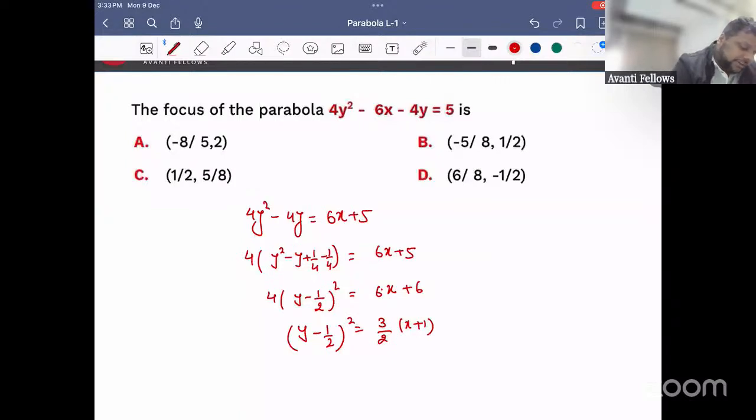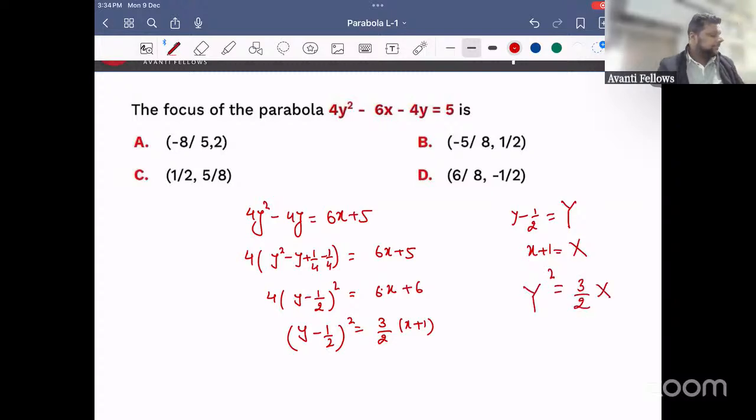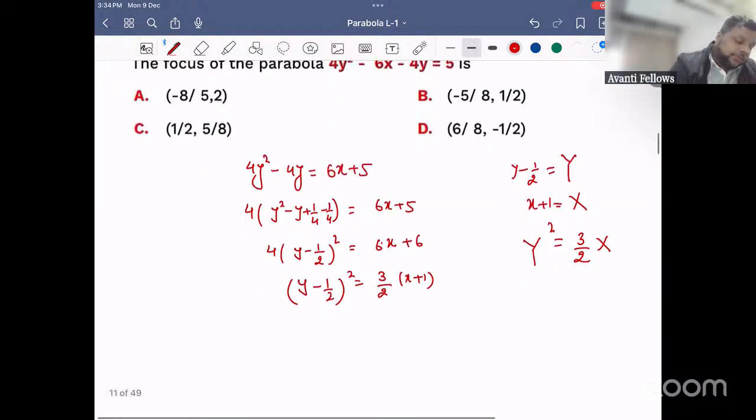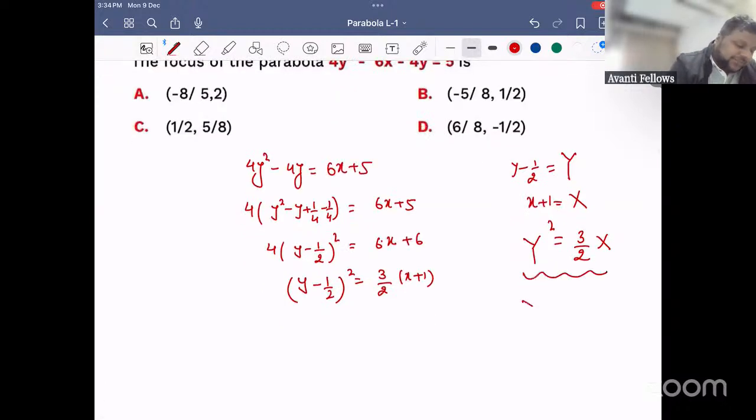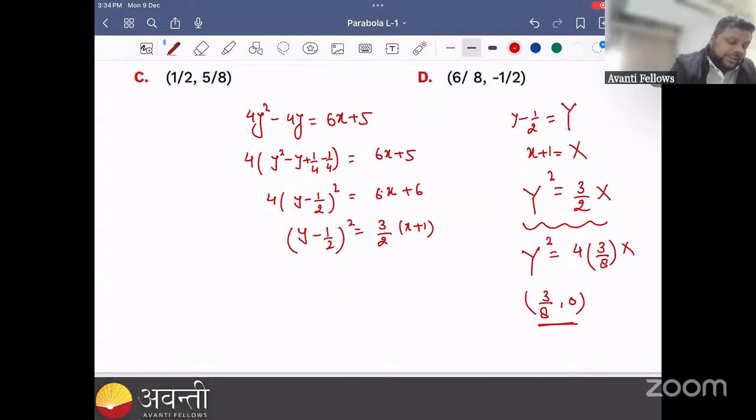Now if you convert y minus 1 by 2 as capital Y, and x plus 1 as capital X, it will be Y square equals 3 by 2 X. Got it? Now, what is the focus for this parabola? If I see it like this, Y square equals 4 into a, where a will become 3 by 8. So focus for this parabola has become 3 by 8, comma 0. That is a, comma 0, for capital X and capital Y.